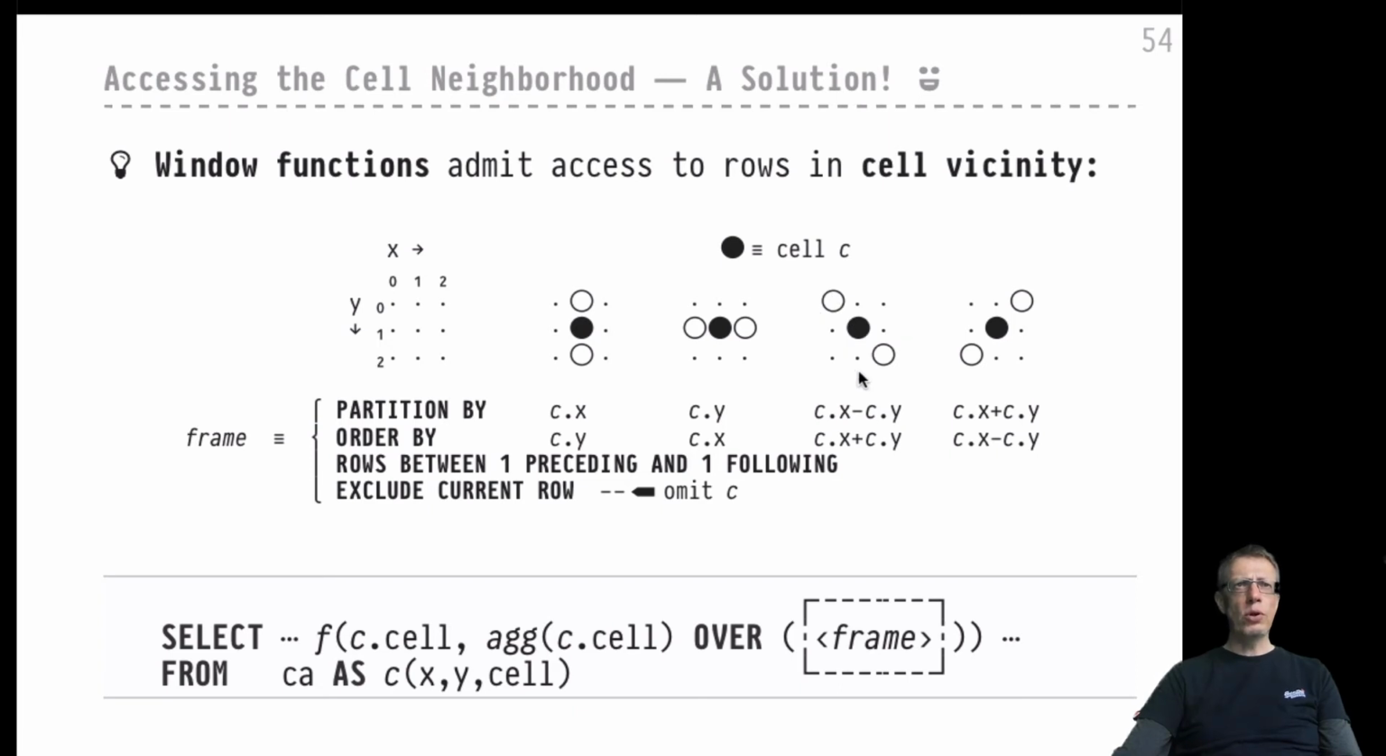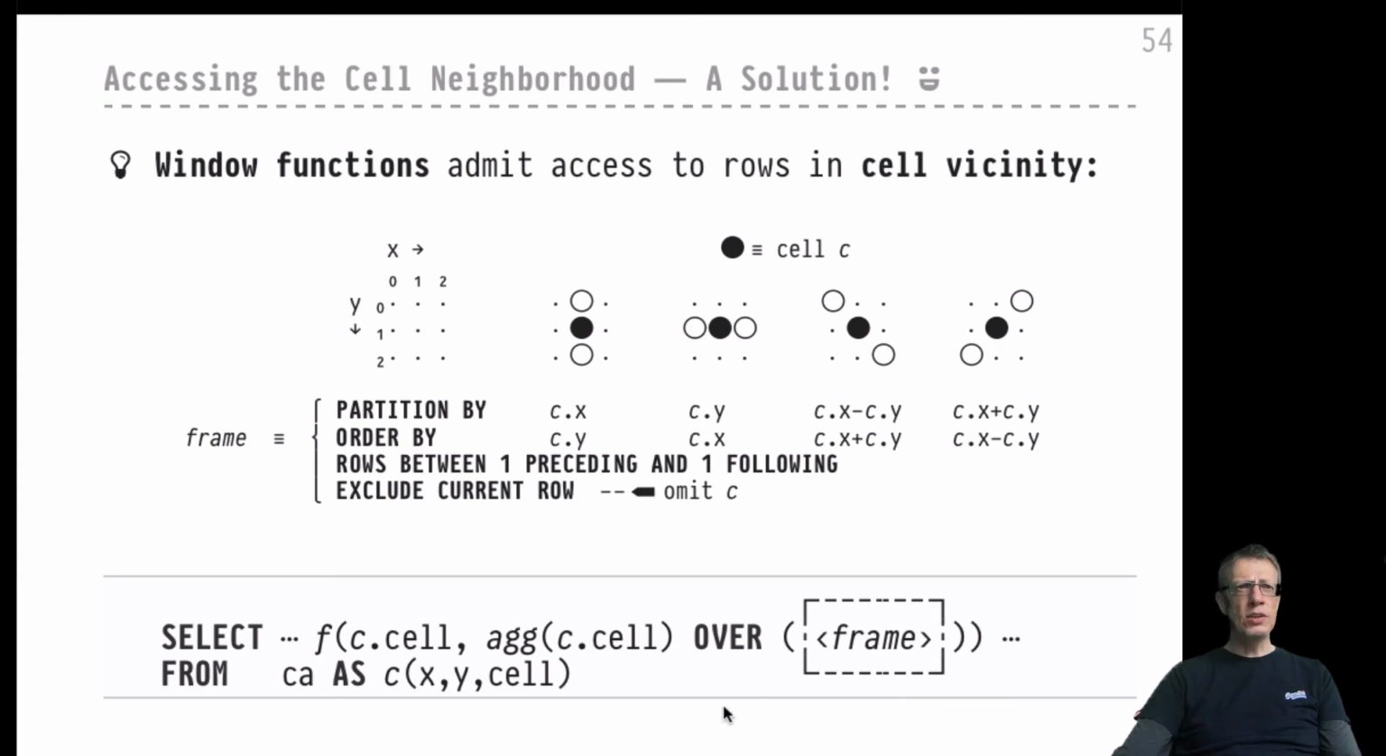Again, we could order the rows on these diagonals. If we use this as an ordering criterion, we would order the rows in this particular fashion. All right, and then looking at one preceding, one following would of course define the window frame, and so on and so on. So we would have horizontal, vertical, and two diagonal neighborhoods that we could all identify using window frames in a very elegant and very flexible fashion, I would say.